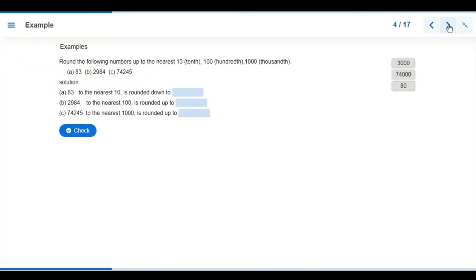So if you look at this, we want to round 38 to the nearest 10, 2,094 to the nearest 100, and 74,245 to the nearest 1,000. So if we round this, we take the last value, and that's turned to 0. So we have our answer to be 80.